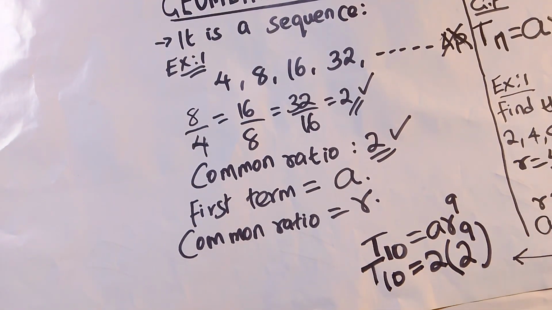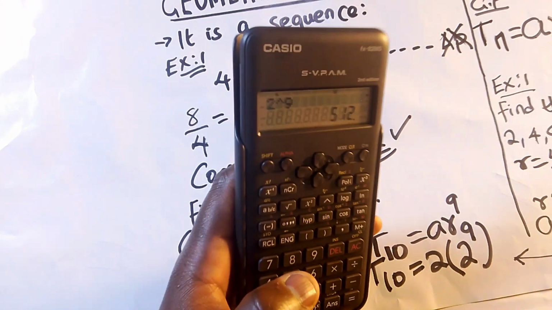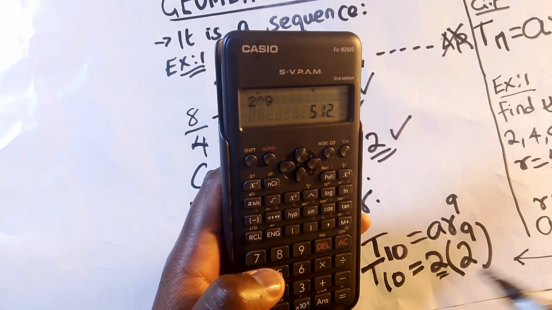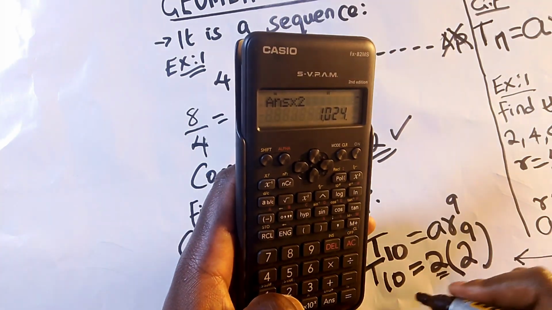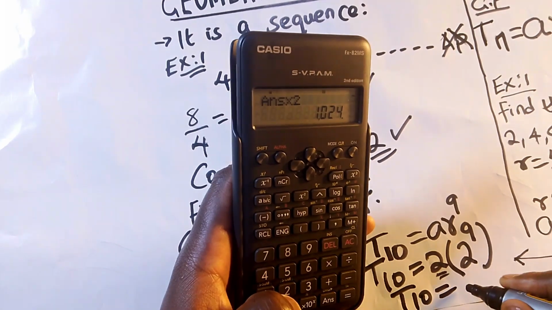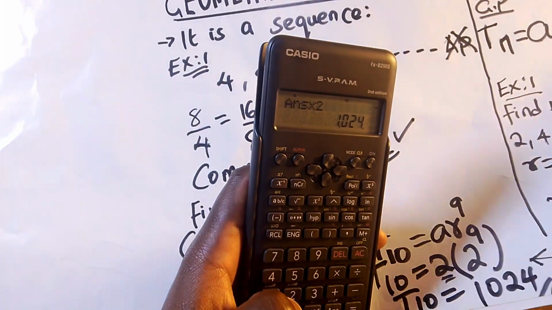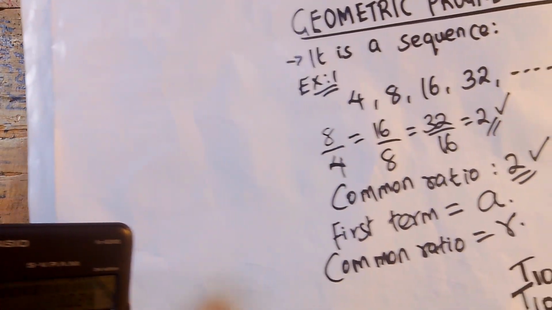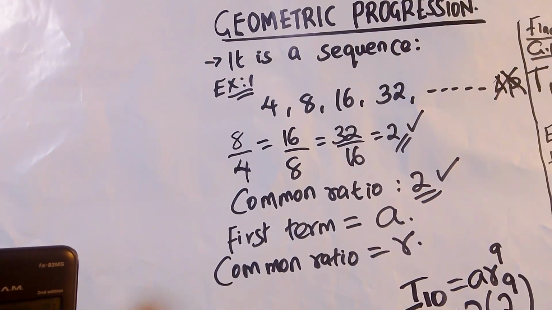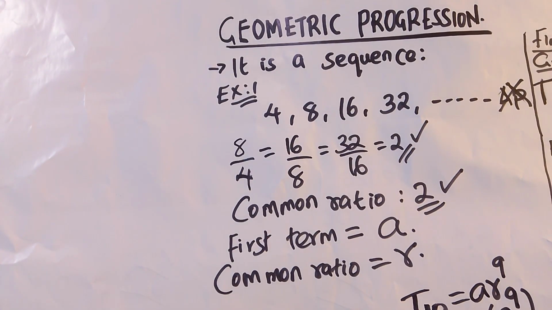By the use of our calculator, we take 2 to power 9. 2 raised to power 9 will be equal to 512. Then 512 multiplied by 2, we will get 1024. So the 10th term will be equal to 1024. And that is how we determine the nth term.